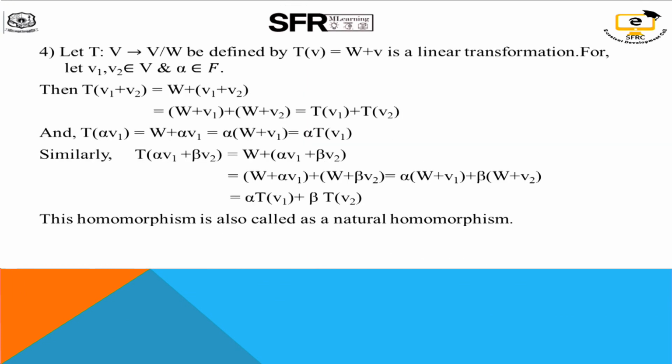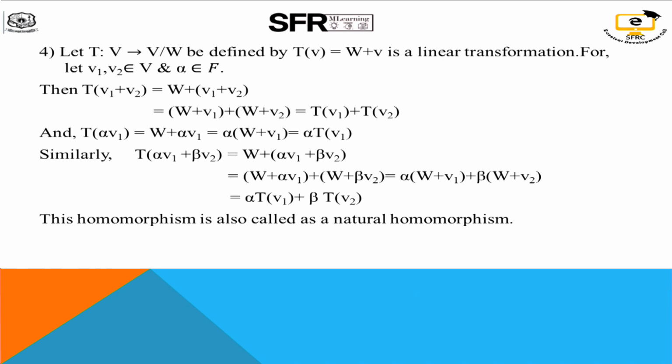And then for the next example, we take the mapping where V is the domain and the codomain is the quotient set V by W. Therefore, the images are T of V equal to W plus V for every element V belonging to capital V. We prove that this mapping is a linear transformation. As usual, take two elements from the domain capital V and one scalar. We can prove the result by definition as well as by the theorem. Both conditions are satisfied.